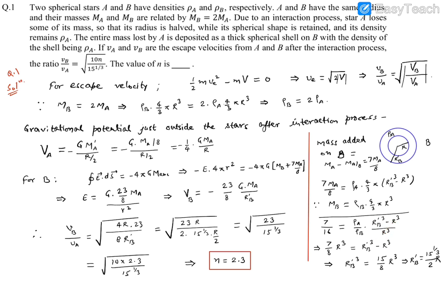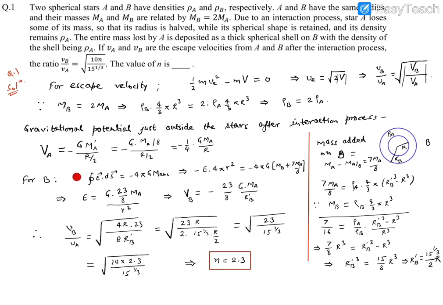Then we know the density of B is twice the density of A, so this will be 1 by 2, then it will be 7 by 8 again. 7 by 8 R cubed is equal to R'B cubed minus R cubed. After simplification, R'B cubed came out to 15 by 8 R cubed. Taking the cube root on both sides, R'B came out to be 15 raised to the power 1 by 3, R by 2. So this is the new radius of star B.